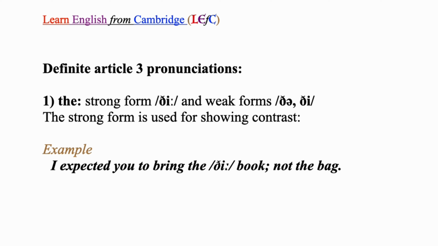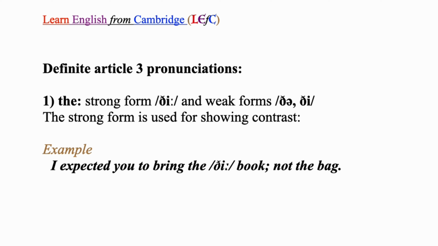And then we have two forms of pronunciation for weak forms, that is thuh and thee. So one is with schwa, thuh, and one is with E sound, thee. And this one, E here, it's not the long sound, it's the normal short sound.